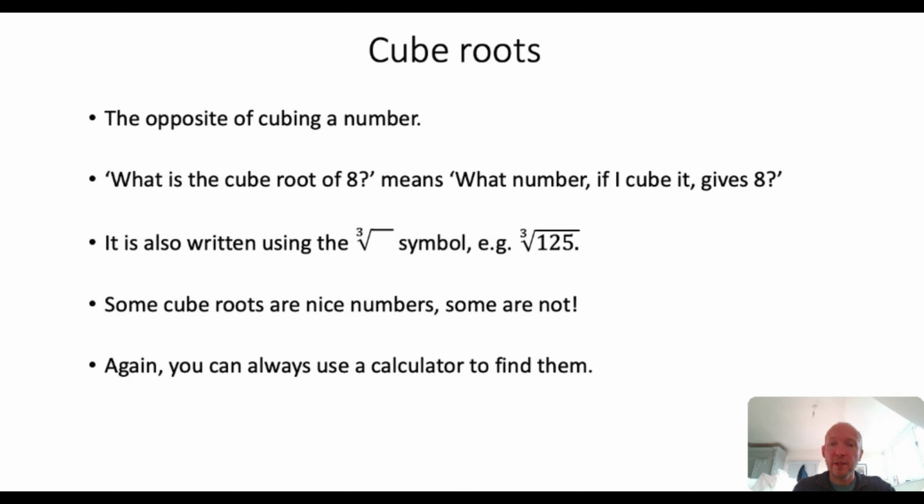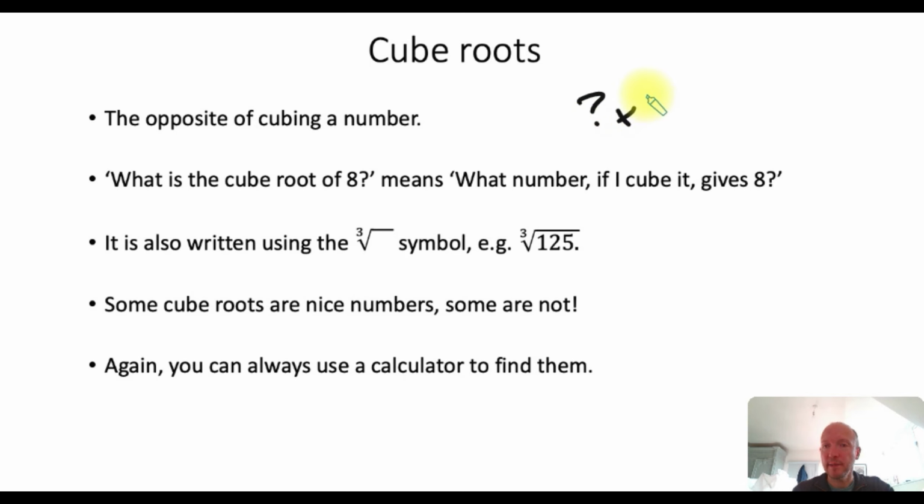Now, just as we have the square root of a number being the opposite of squaring, we also have the cube root of a number being the opposite of cubing. So let's look at this example here. What is the cube root of 8 means what number, if I cube it, gives 8. So let's just write that down.